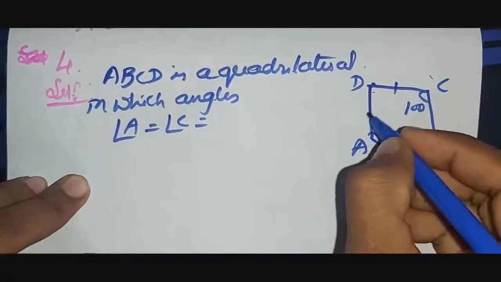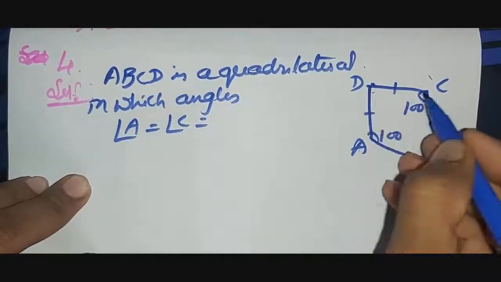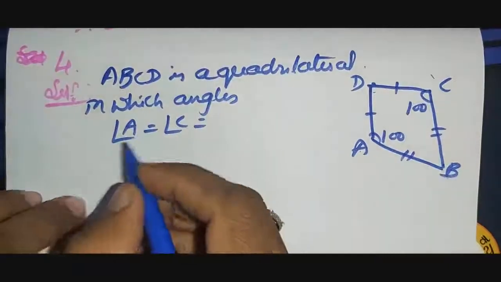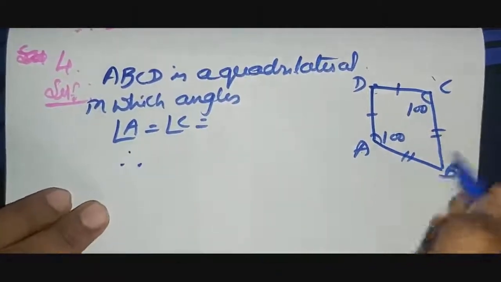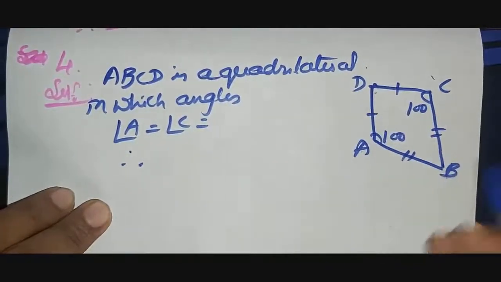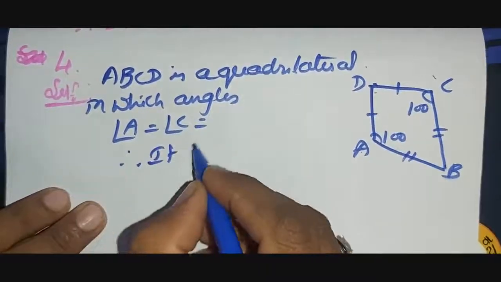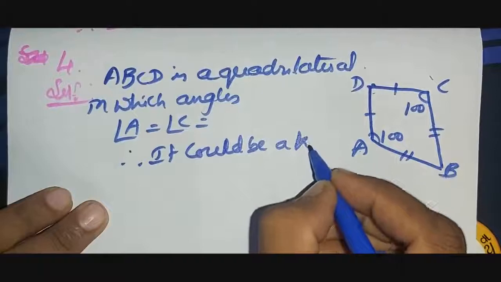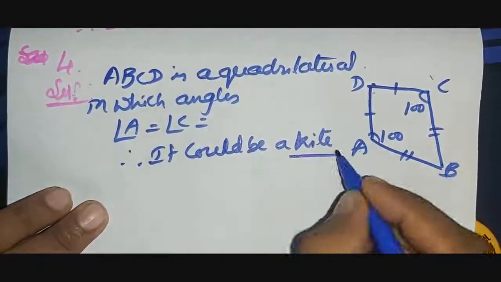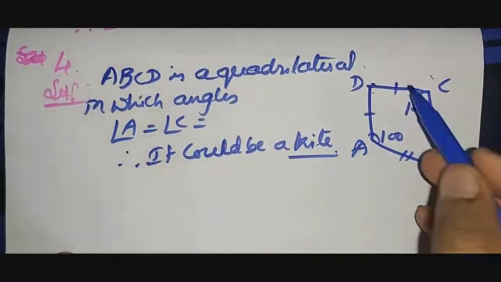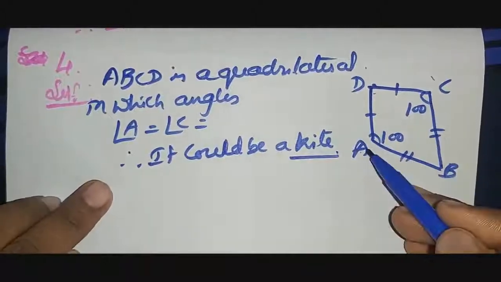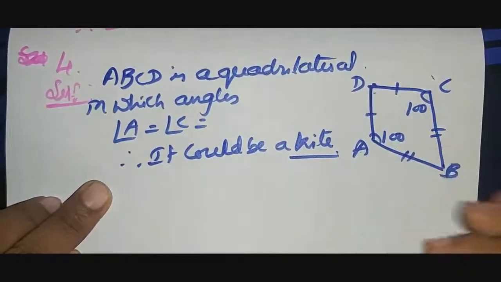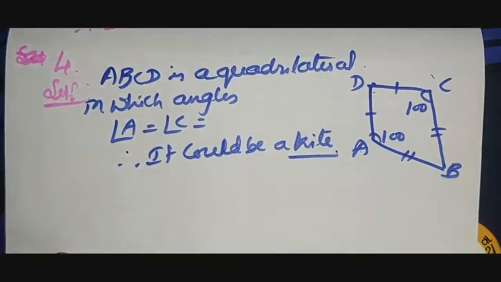Let's see, these adjacent sides are equal, and here also adjacent sides are equal, right? Therefore, what can you call this figure? It could be a kite. ABCD is a quadrilateral in which angle A is equal to angle C, but here angle B and angle D are not equal, so it could be a kite maybe.